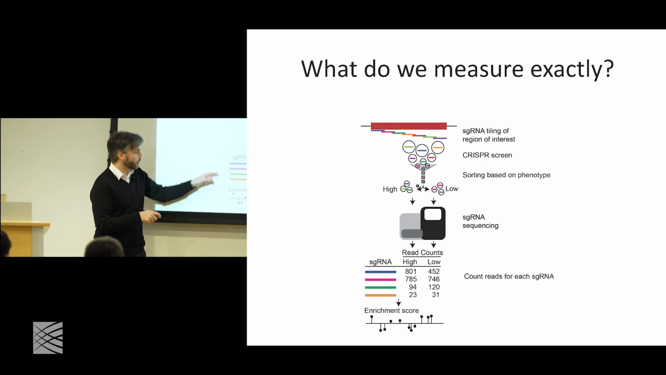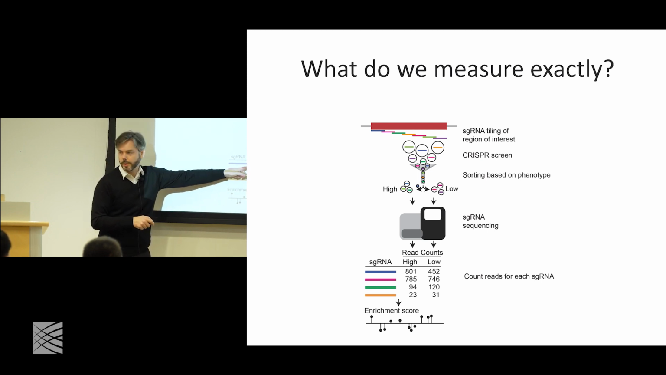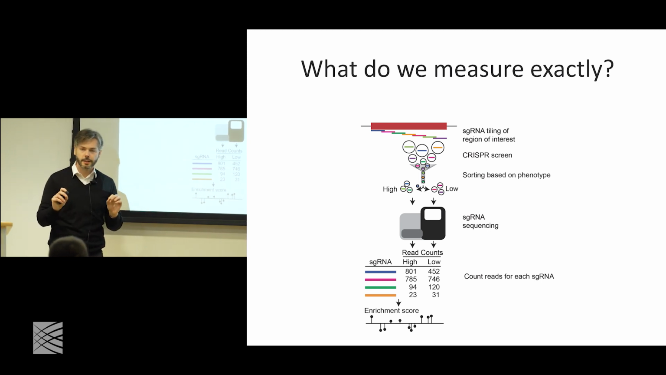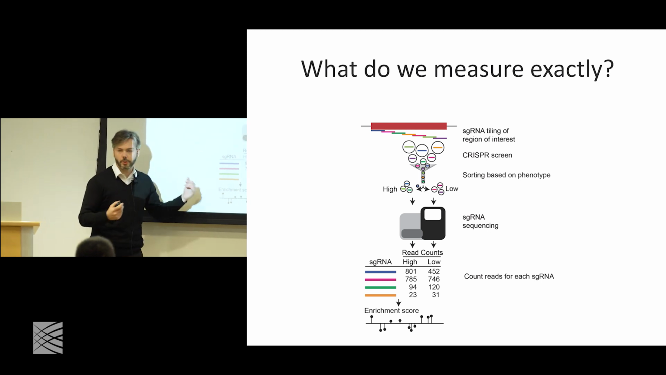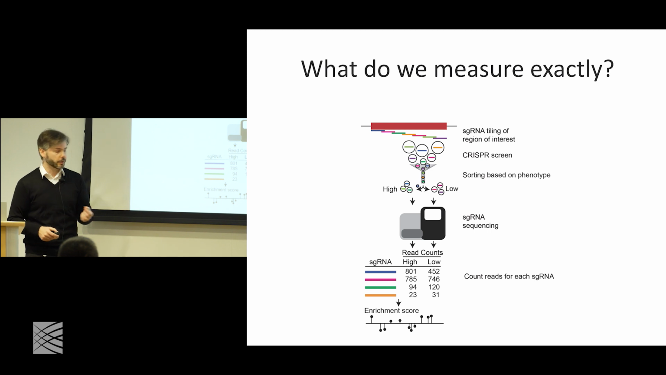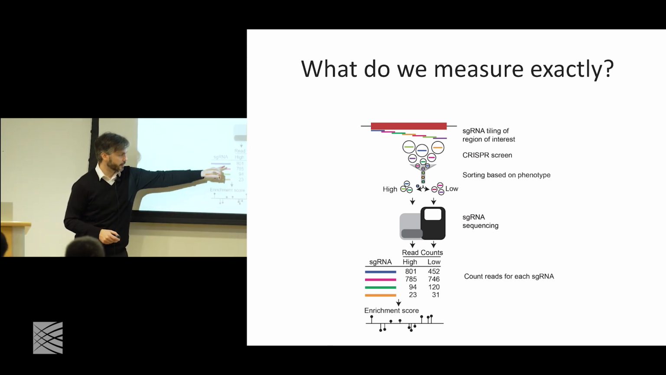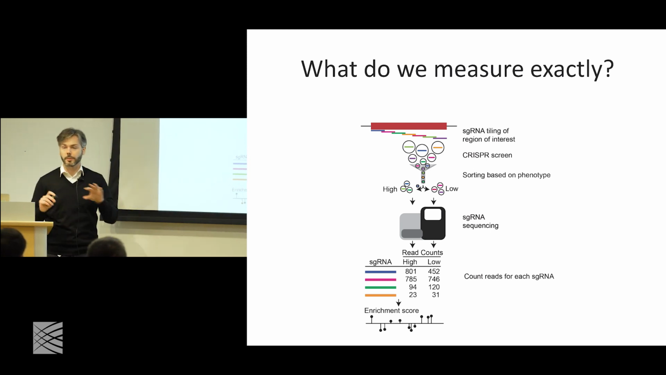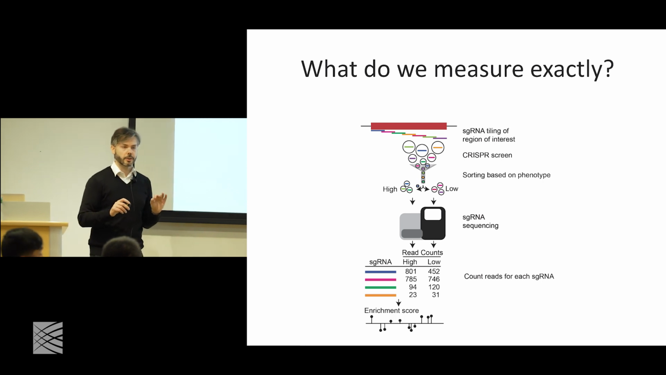So you have a table where for each perturbation you have a number: how many times you have observed this particular perturbation in the high population or in the low population. Then you transform this to a one-dimensional signal by taking the ratio, the log2 fold change, and you get what we call the enrichment score. Each dot here is one of the perturbations, and the value is just the log2 fold change. So this is the starting point for the method development. Is this clear?